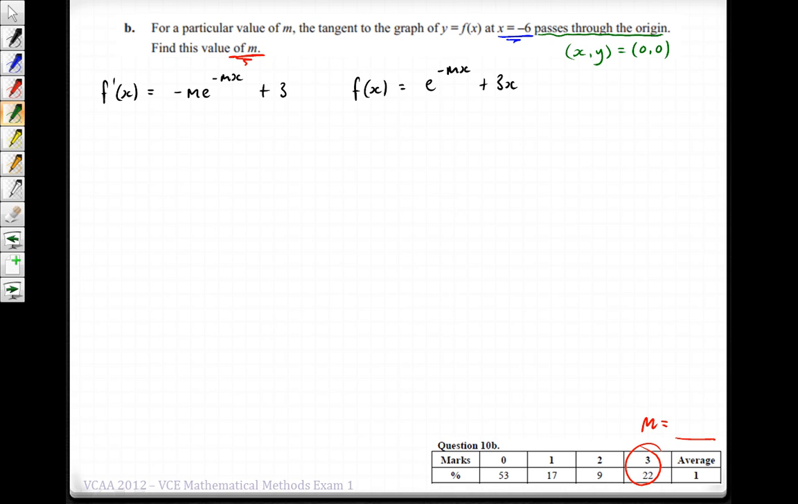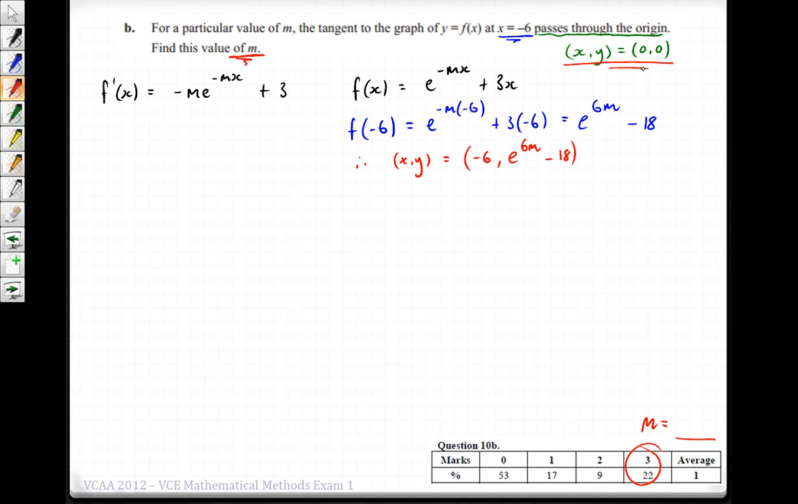And we've also got the coordinate of the negative 6. So if we go f of negative 6 equals, so what's that? E to the negative m by negative 6 plus 3 by negative 6 is e to the 6m, positive, because there's two negatives turned into a positive, minus 18. So therefore, our xy coordinate there is going to be, x was negative 6, y is going to be e to the 6m minus 18. So that's a coordinate, along with this one up here that we already had.